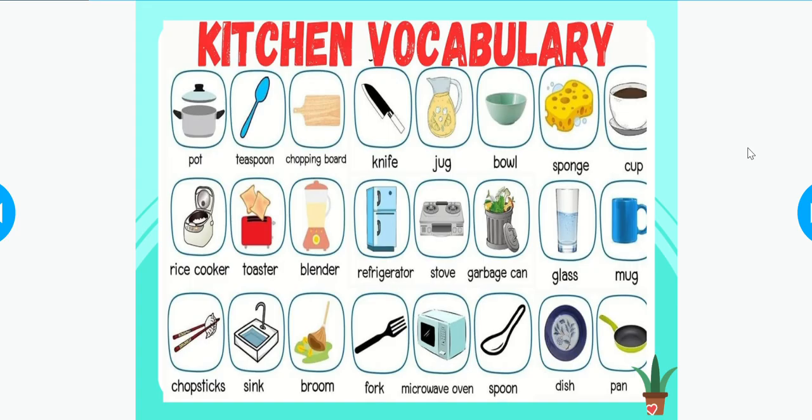Here are some kitchen vocabulary words. We have a pot, teaspoon, chopping board, knife, jug, bowl, sponge, cup, rice cooker, toaster, blender, refrigerator, stove, garbage can, glass, mug, chopsticks, sink, broom, fork, microwave oven, spoon, dish, and pan.